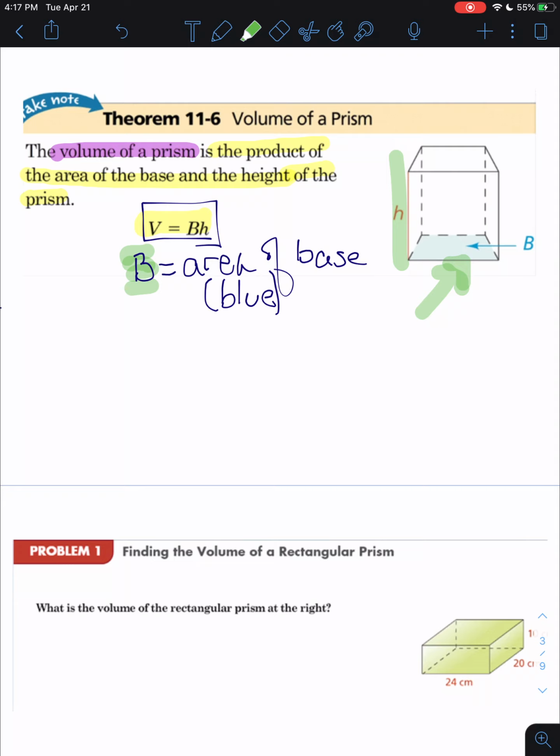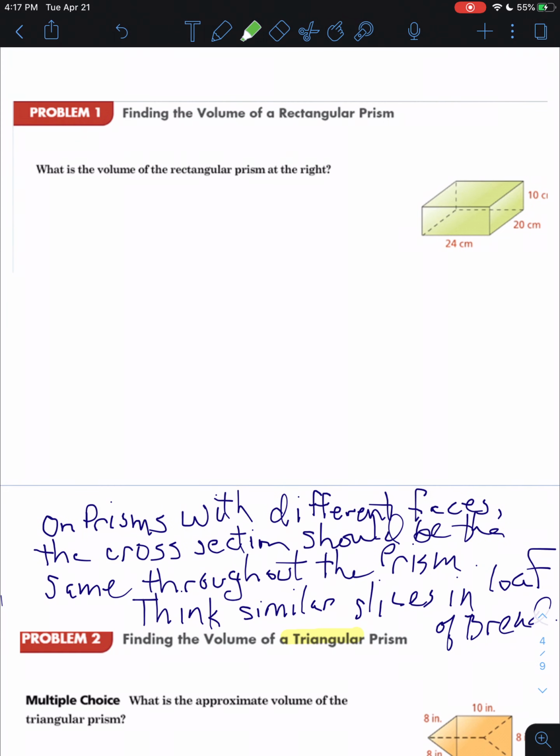Now, in this case it looks like it's a rectangular prism, but if it's an odd shape like a hexagon and it's regular, then you would take that base and multiply it by the h, the height, and you'd get the volume of that same hexagonal prism. Okay. Find the volume of a regular rectangular prism.